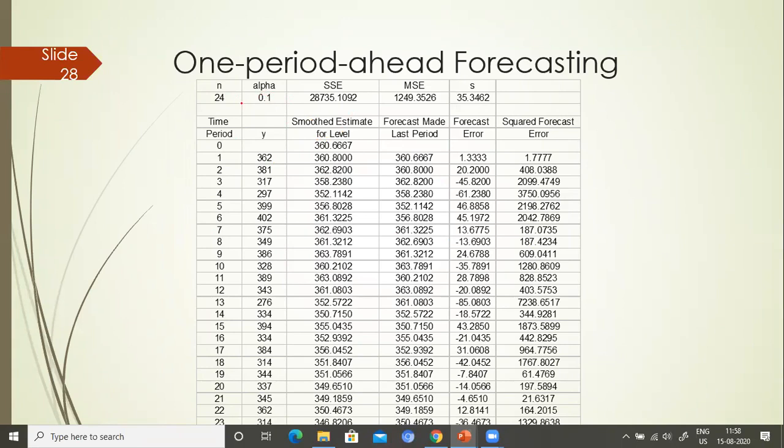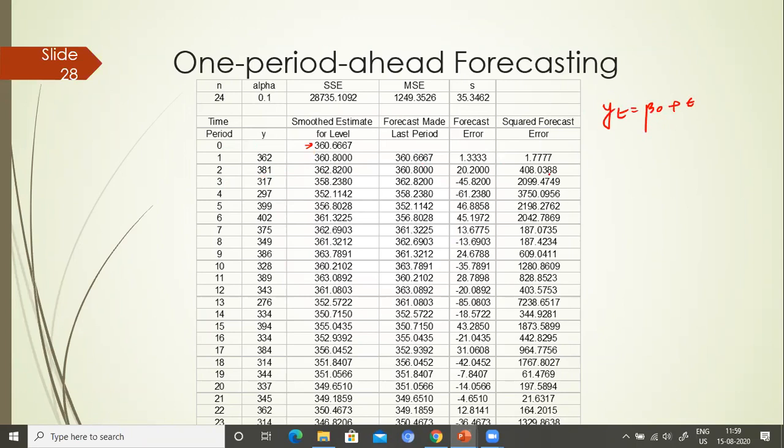Alpha here is 0.1. We know 24 data points are given to me. SSE and MSE are formula driven, so don't worry about that right now. L0 is calculated here. So we say that even before time began, this was my level. What do we mean by that? So this is the scenario.